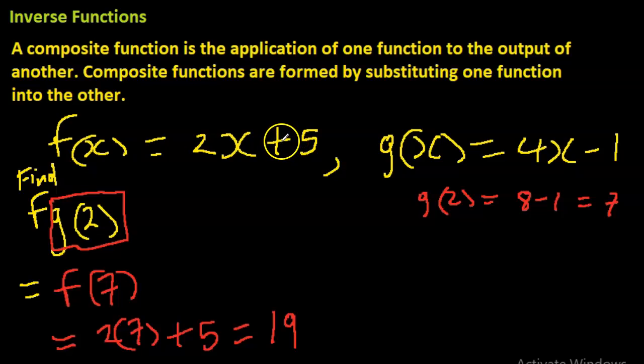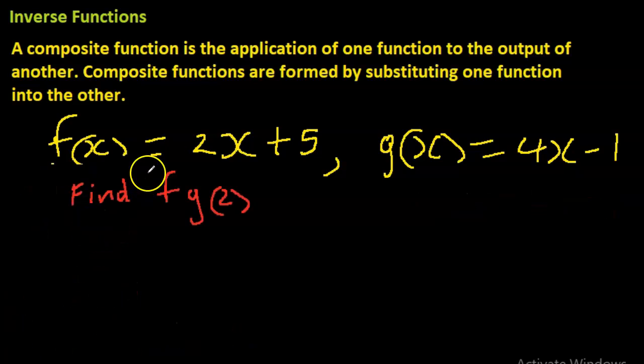So that's one way to do it. Let's do it another way. Another way to do this problem is to find the composite function first. Alright, fg of 2 you're asked to find, so find the composite function fg of x first.